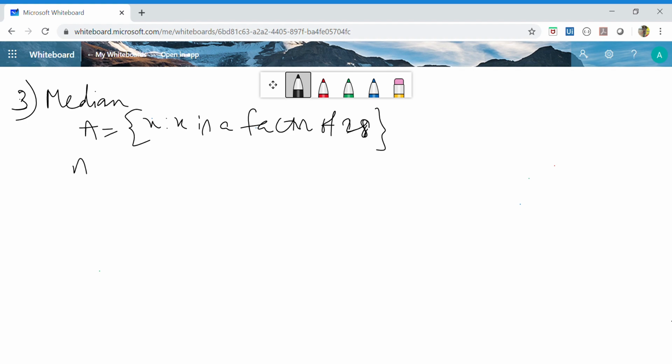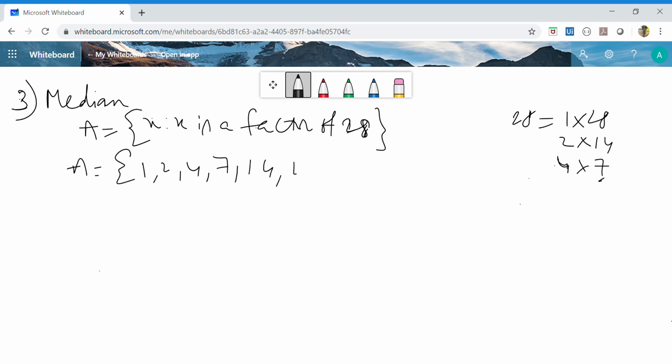Okay. So you have to write the roster form of A. To write the roster form of A, 28 factors you have to write. 1 28s, 2 14s, 3 doesn't go, 4 7s, 6 doesn't go, 7 repeated. So no other factors will exist. So 1, 2, 4, 7, 14 and 28.